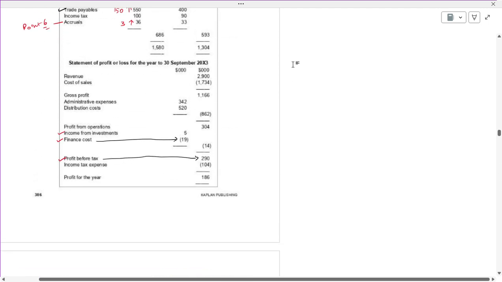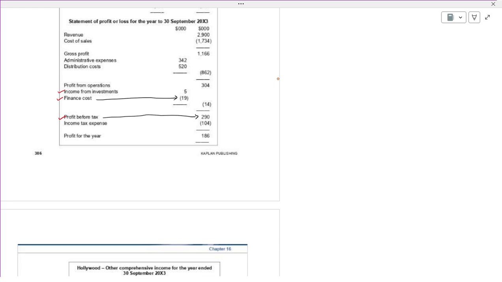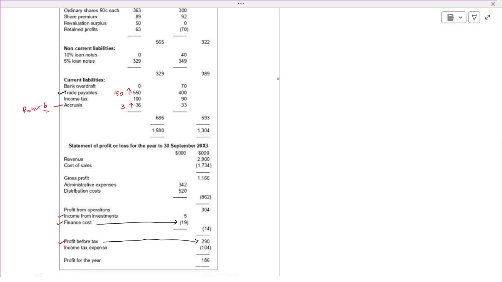Now, we have done what? We have done interest, finance cost. What is left over here? Only the income tax. How much is the income tax in the profit and loss account? 104. In the balance sheet also they have given income tax. Opening balance is 90, closing balance is 100.